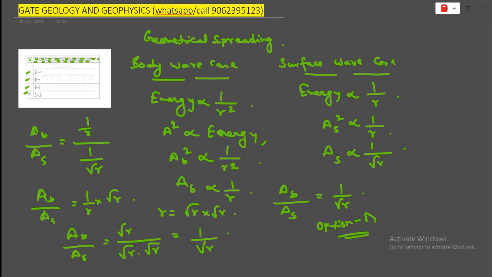If I talk about the spherical spreading, then A is proportional to 1 by r. Always remember that. And for cylindrical spreading, A is proportional to 1 by root r. These two are the main things. Surface waves dominate at long distances because they decay more slowly than the body waves. So this was the whole concept behind this question.